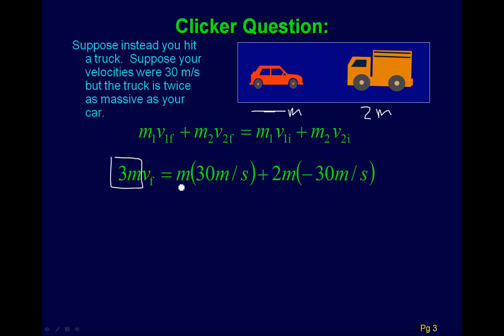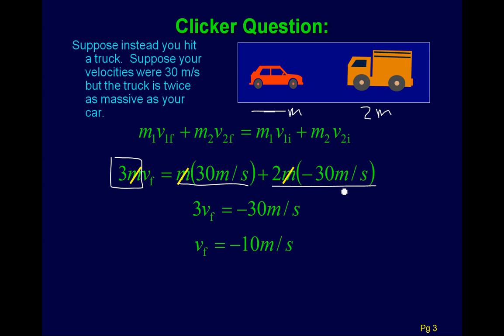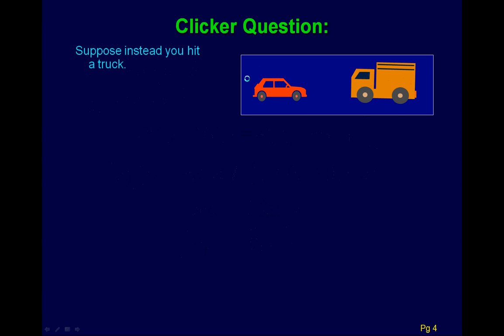Initially, the mass of the car times your speed of 30, positive, and then the mass of the truck, 2m, times its speed, negative 30. You can cancel out these m's and solve for the velocity. In this case, your velocity afterwards is in the negative direction. So this is where the difference is. In the first case, your car just comes to a stop, but now the collision moves you backwards, and so you have a greater change in momentum.